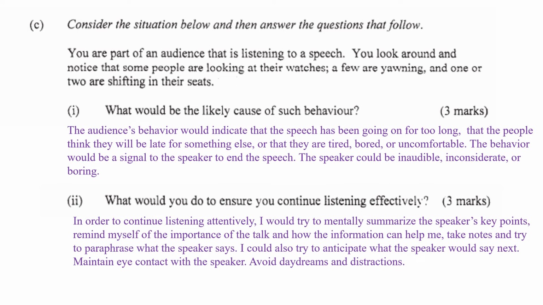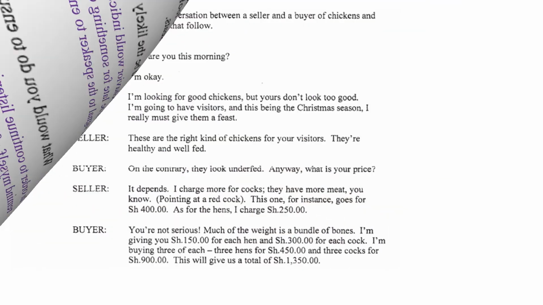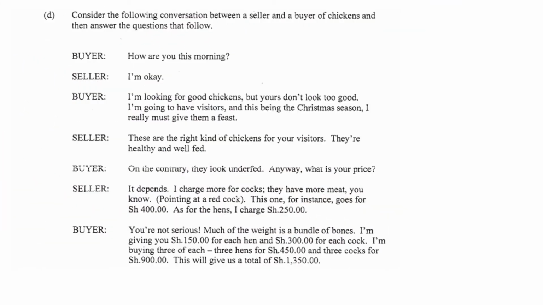Seller: It depends. I charge more for cocks, they have more meat, pointing at the red cock. This one, for instance, goes for about 400 shillings. As for the hens, I charge 250 shillings. Buyer: You're not serious. Much of the weight is a bundle of bones. I'm giving you 150 for each hen and 300 for each cock. I'm buying 3 of each, 3 hens for 450 and 3 cocks for 900. This will give us a total of 1,350.